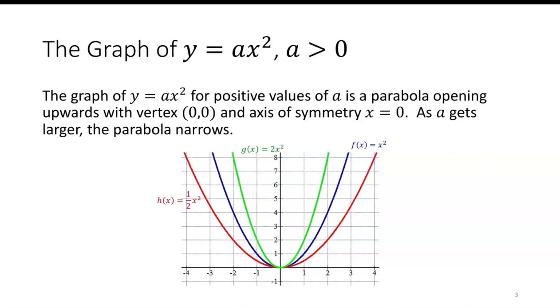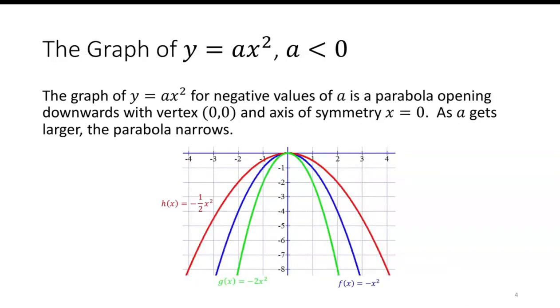First, let's talk about what effect the a and the c have on the graph of these quadratic equations. So the graph of y equals ax squared for positive values of a is going to be a parabola that opens upwards, where the vertex is at 0, 0, and the vertical line, the y-axis, x equals 0, is the axis of symmetry, which means the left of the y-axis is going to be a mirror image of the right of the y-axis. As a gets larger, the parabola is going to narrow.